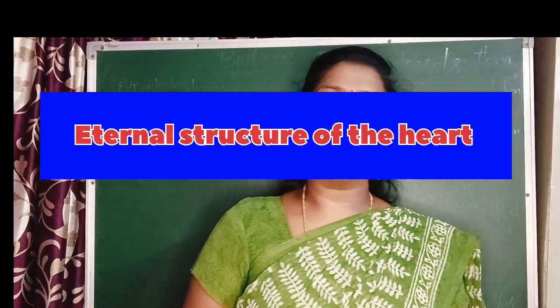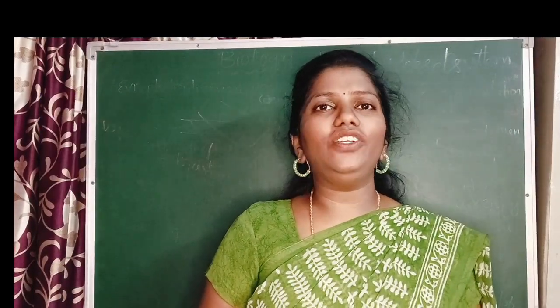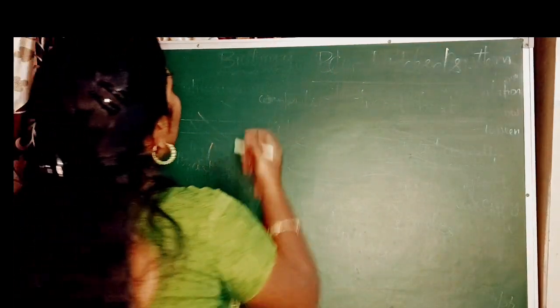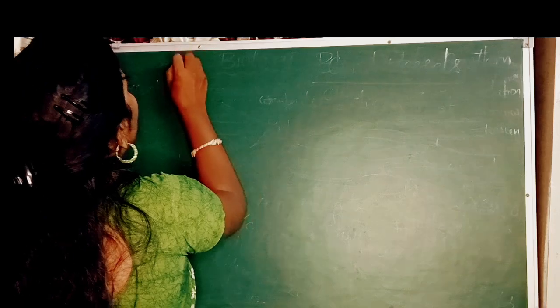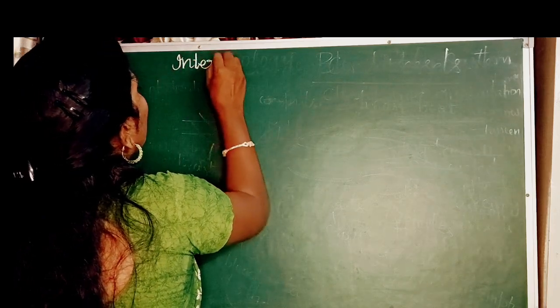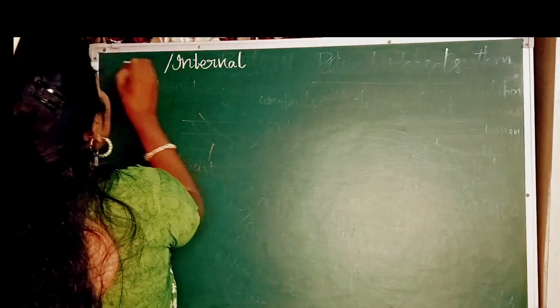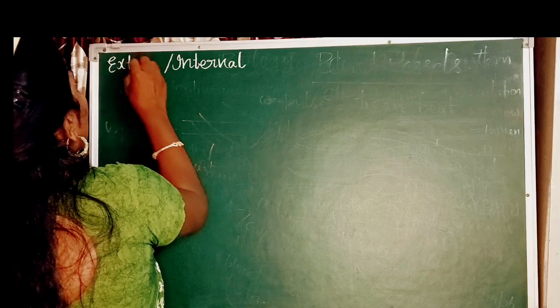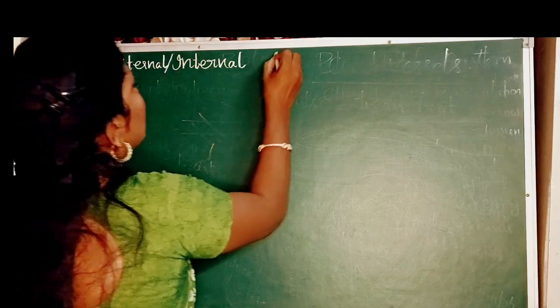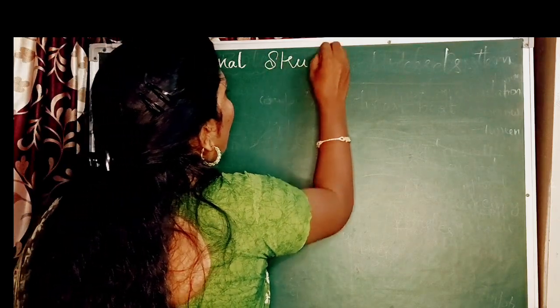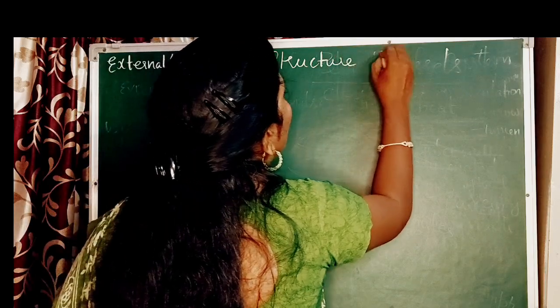Okay, in this video we will talk about the internal and the external structure of the mammalian, human heart. We will start with the external structure, and then the internal structure of the heart.